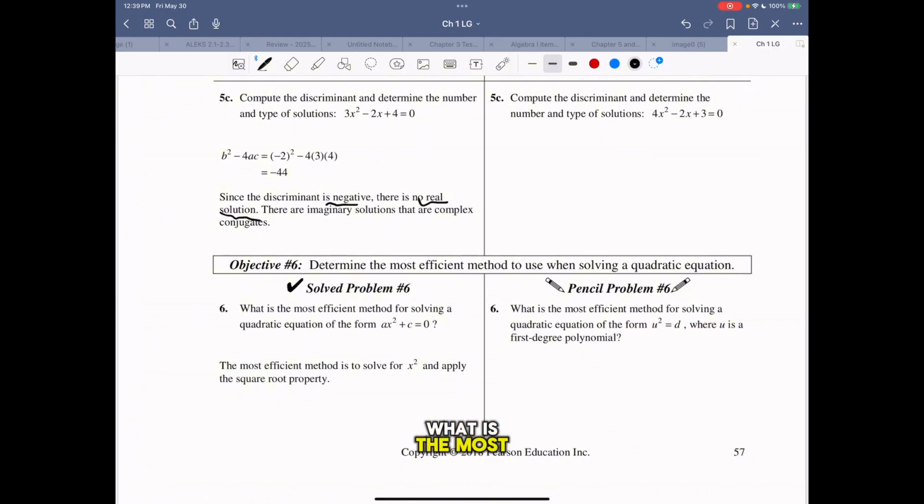It says, what is the most efficient method for solving a quadratic equation? And it is the square root property.